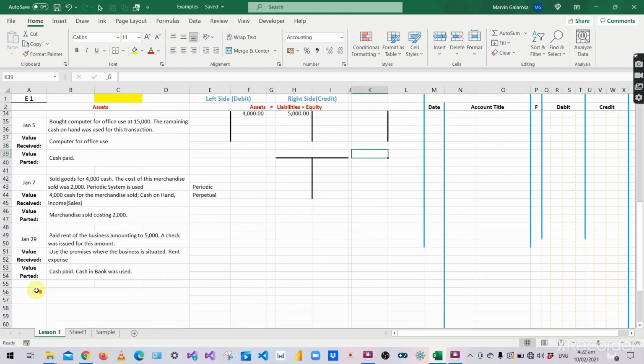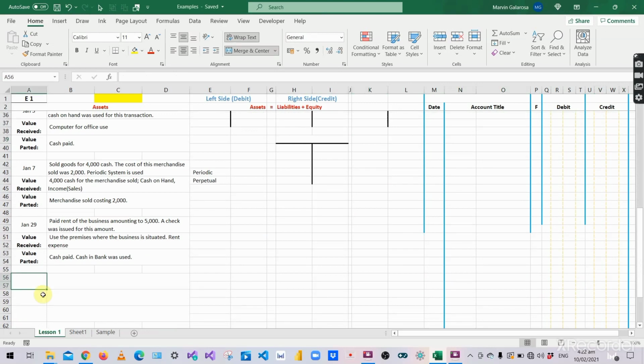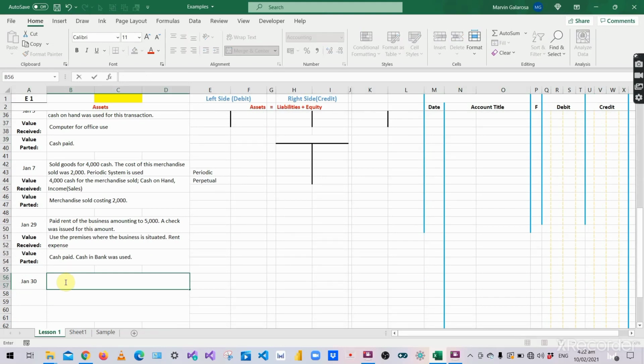Dagdagan pa natin yung transaction on January 30. Check amounting to 3,000 pesos was issued to pay for electricity and water.